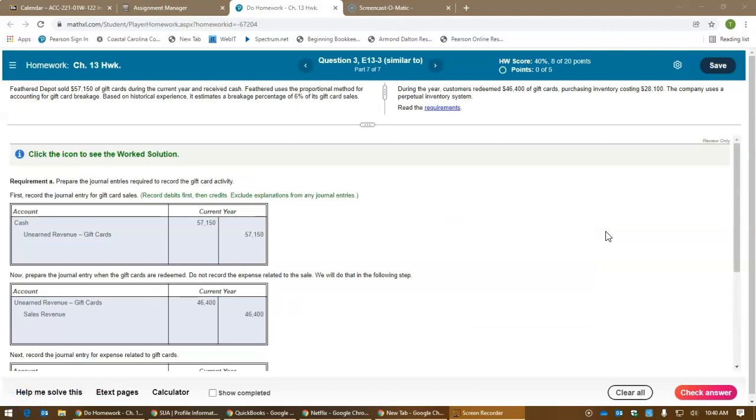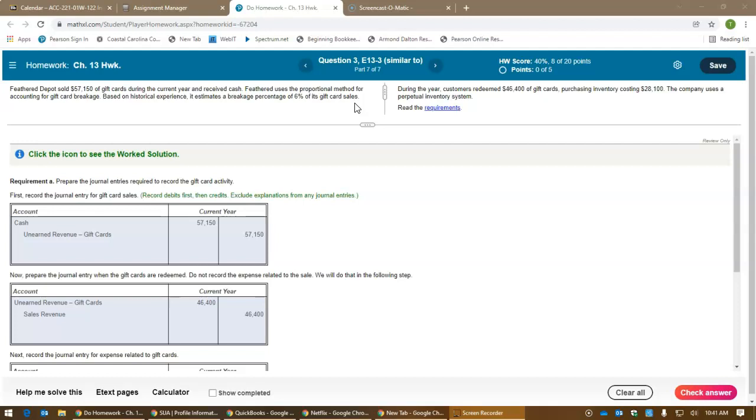This question 3, this problem is about gift cards and gift cards that are redeemed. So we know that gift cards are unearned revenue. So Feathered Depot sold $57,150 of gift cards during the current year and received cash. Feathered uses the proportional method for accounting for gift card breakage. Gift card breakage is an estimate of how much money will not be redeemed.